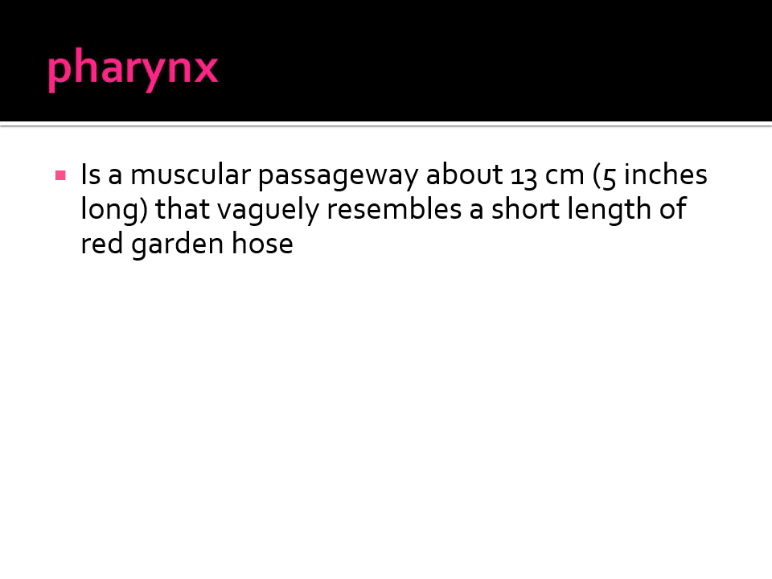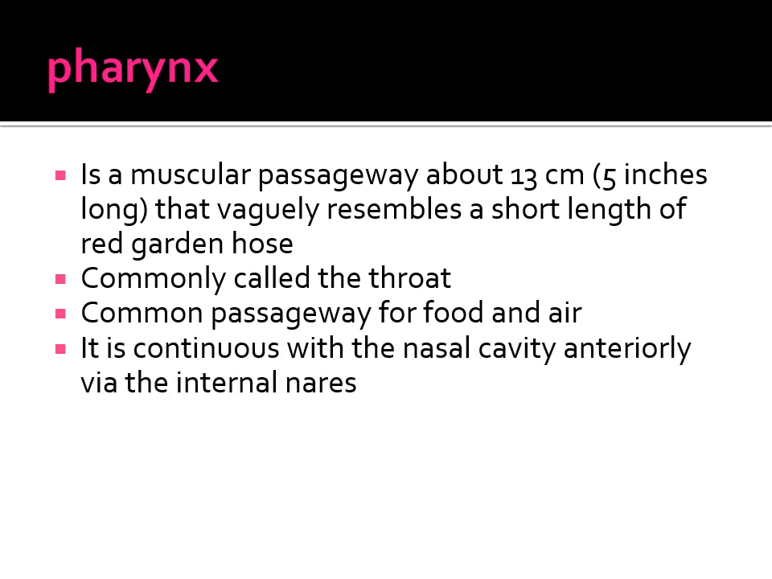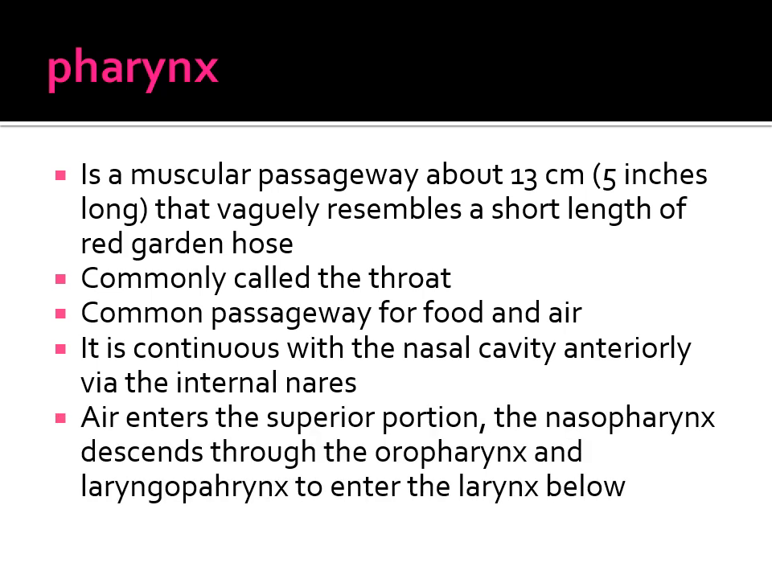The pharynx is a muscular passageway about 13 centimeters or 5 inches long that vaguely resembles a short length of red garden hose, commonly called the throat, a common passageway for food and air. It is continuous with the nasal cavity anteriorly via the internal nares. Air enters the superior portion, the nasopharynx, and descends through the oropharynx and laryngopharynx to enter the larynx below.